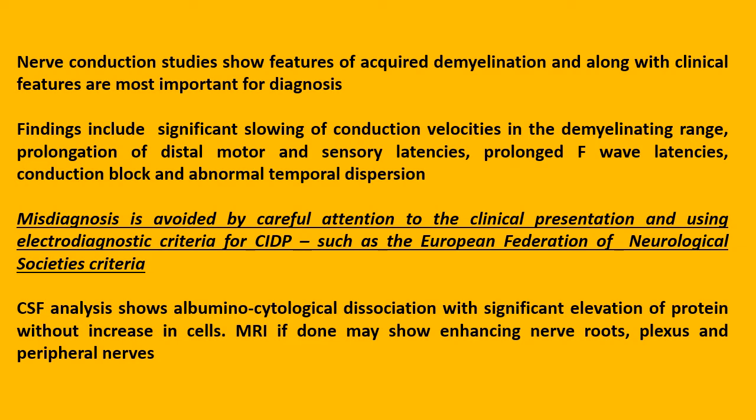CSF analysis shows albuminocytological dissociation with significant elevation of protein without increase in cells. MRI, if done, may show enhancing nerve roots, plexus, and peripheral nerves.